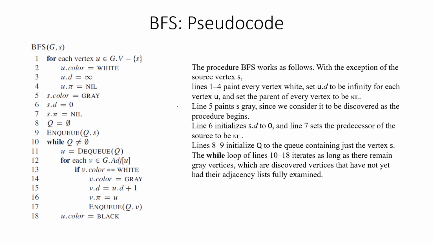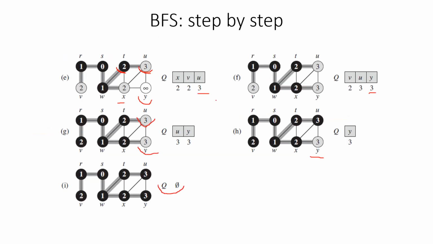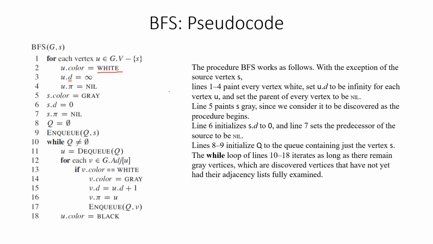BFS works like this. We first initially give the color white to each vertex, right? Then it has the property D. It's kind of like discovery time. If you remember, every vertex has some number, and that number was from the previous predecessor plus 1. So this is the D. Initially it's infinity, and P is the predecessor of that vertex.